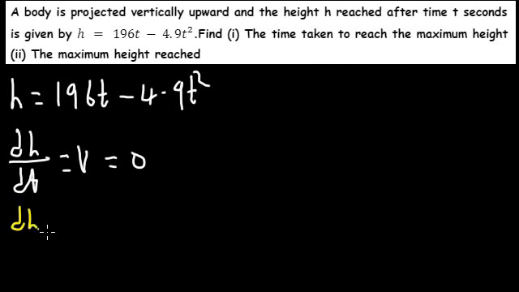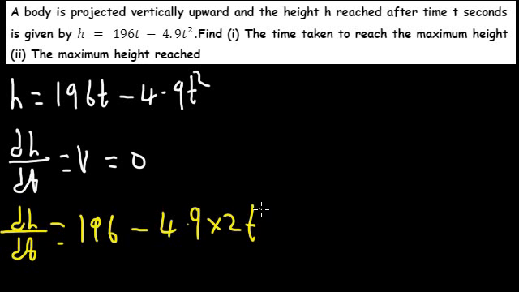So what will be dh/dt? We differentiate this, and that will just be 196 minus 4.9 times 2t. So 196 minus 4.9 times 2 gives us 9.8t. Perfect. So this is the derivative of the height of the particle, which gives us the velocity.